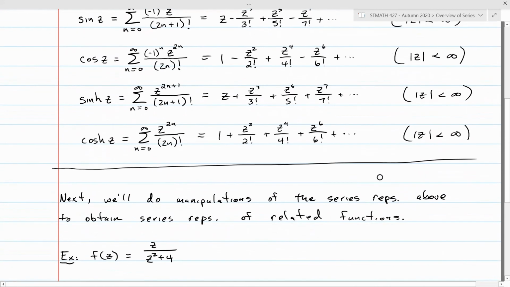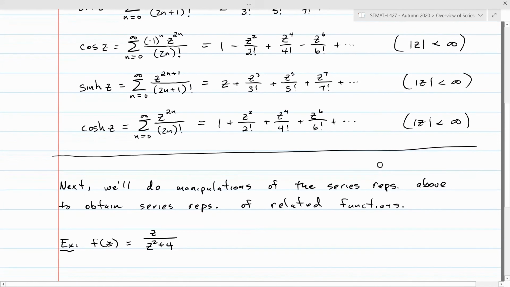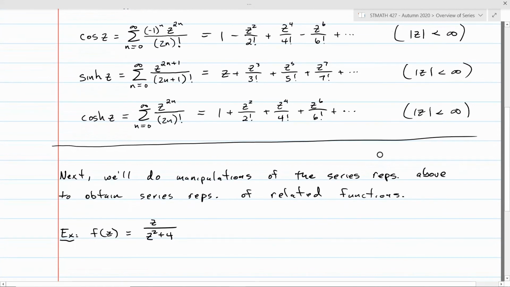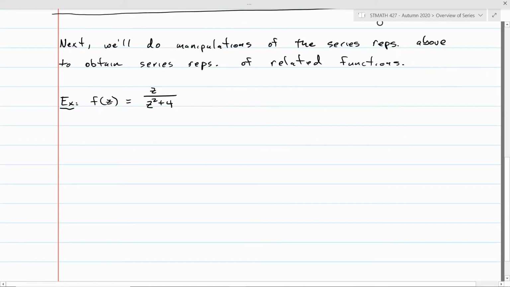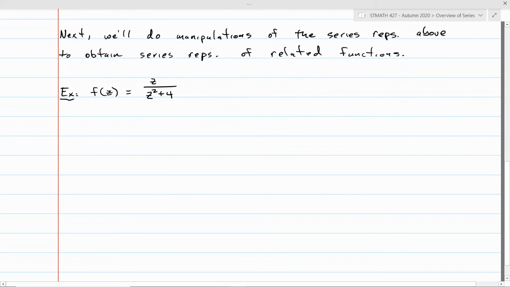What's more is you can use them and manipulate them in standard ways to get series for other kinds of functions, which is pretty useful, as we'll see. So for example, I'd like to take this function z over z squared plus 4 and come up with a series representation for it.